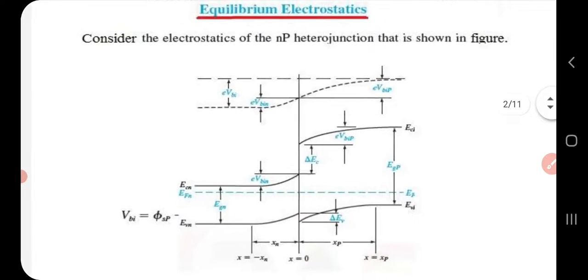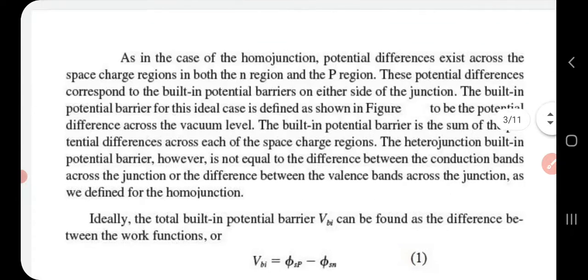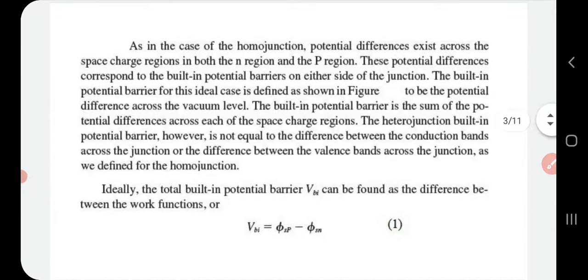Okay, so this is an NP heterojunction, the energy band diagram of an NP heterojunction. Now we are going to discuss the electrostatics of this NP heterojunction. Here, though we are considering a heterojunction, first we will discuss how the potential difference exists in a homojunction. In homojunctions, potential difference exists across the depletion region in both N and P regions.